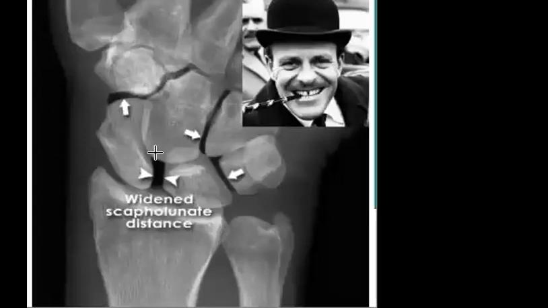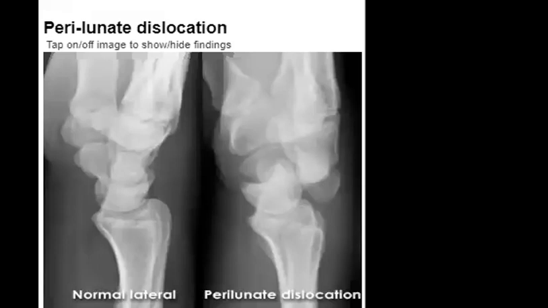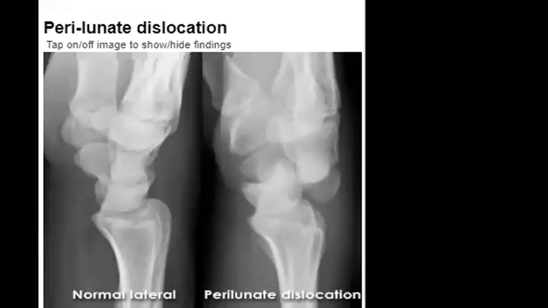And finally, I'd like to show you, I showed you a case of this already, if you remember. So this is what is called the Terry Thomas sign, widened scapholunate distance. And finally, for the rest, remember the perilunate and lunate dislocation. For this one, it will be perilunate, as you see the lunate itself in correct position, but what is moved? The capitate. So this means that it is perilunate dislocation, not lunate. Yes. Okay.